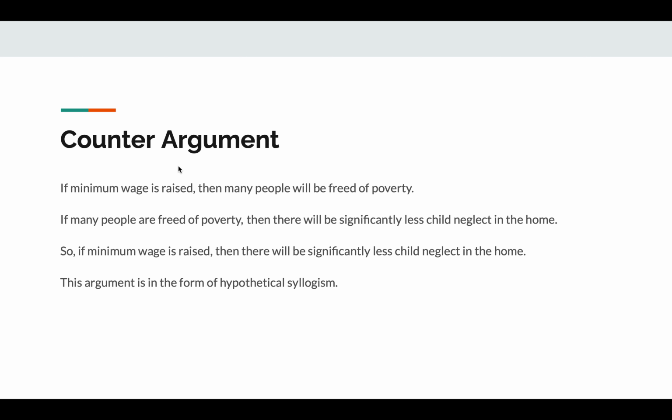My counter argument is if minimum wage is raised, then many people will be freed of poverty. If many people are freed of poverty, then there will be significantly less child neglect in the home. So if minimum wage is raised, then there will be significantly less child neglect in the home. And this argument is in the form of hypothetical syllogism. And it is valid because with every dollar increase in minimum wage, there's a 9.6% decrease in child neglect.